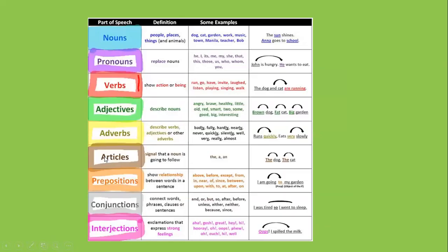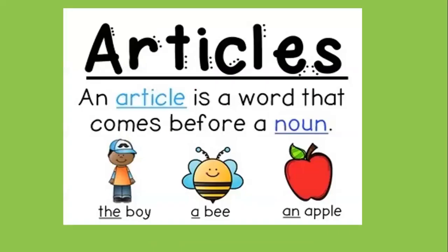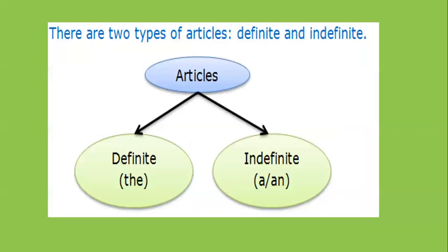There are many different parts of speech. You already learned in classes 3, 4, and 5: noun, pronoun, verb, adjective, adverb, preposition, conjunction, and interjection. So today we are going to revise the article, which you already studied in grades 5, 4, and 3. An article is a word that comes before the noun. Example: the boy, a bee, and an apple.